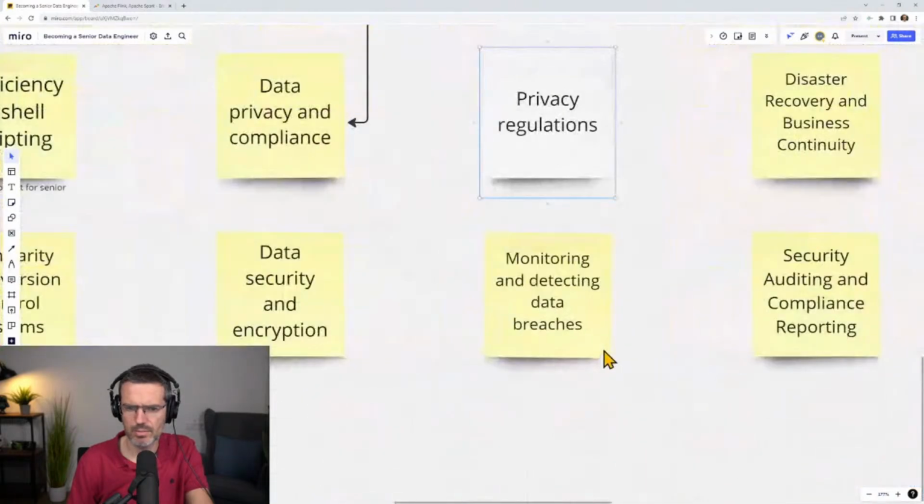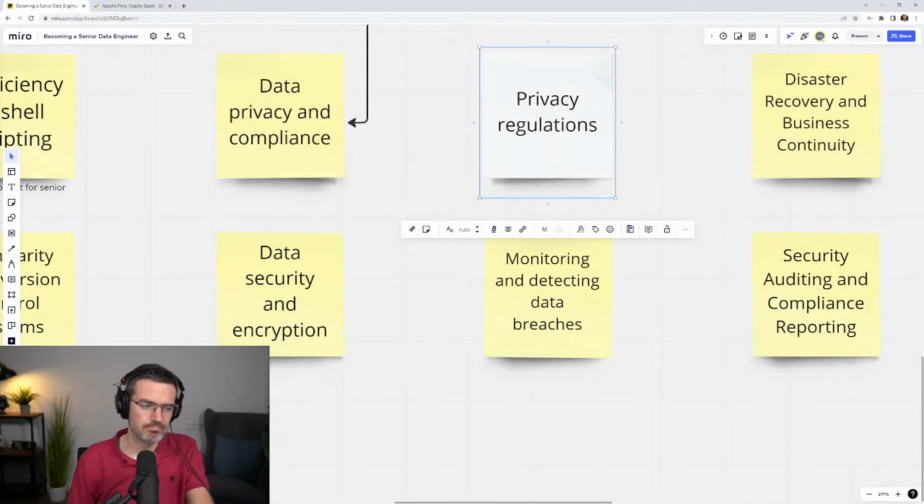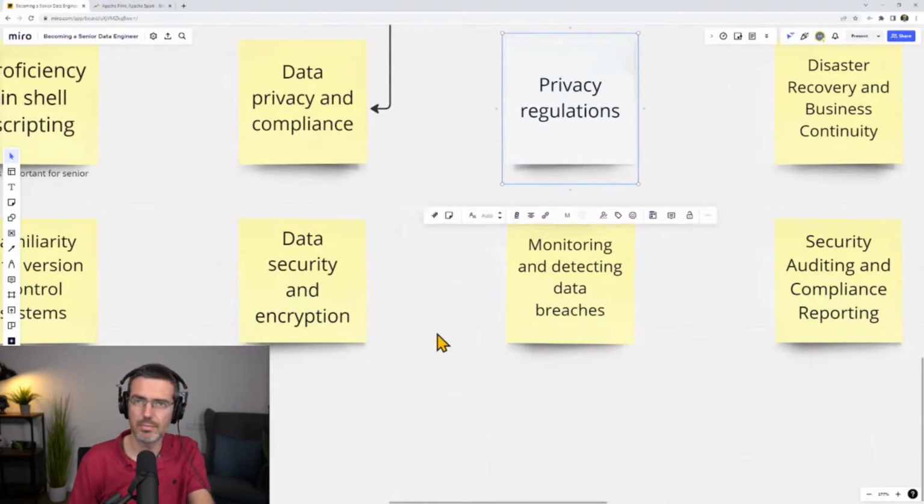Well, that's this one. Monitoring and detecting data breaches. Senior data engineers should be able to design and implement monitoring detection mechanisms that can quickly identify potential breaches or other security incidents. Yeah, that's really important. It's more of the design part. I think for the senior data engineer, the data engineer is going to implement it most of the time.